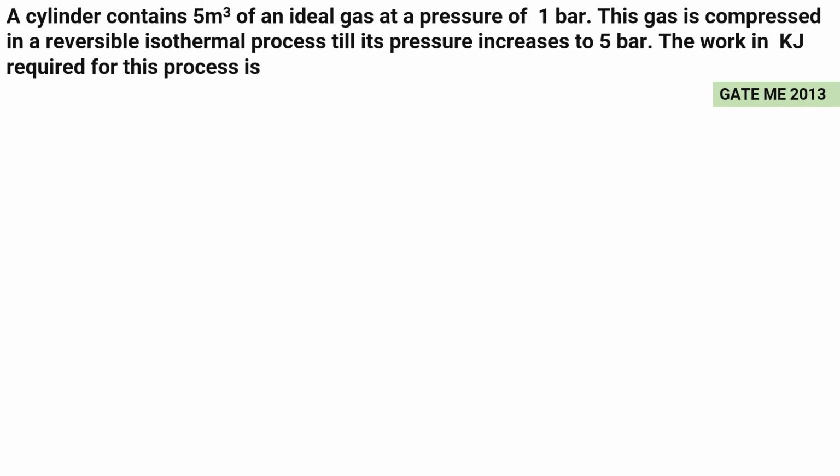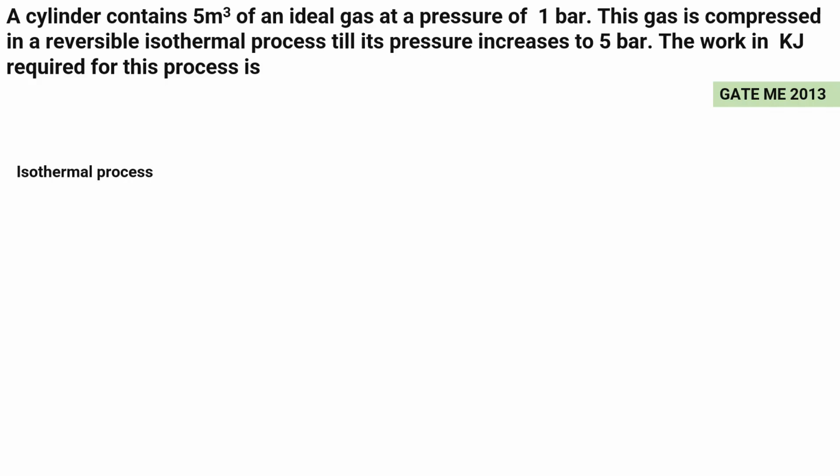Let's see another problem. A cylinder contains 5 meter cubed of an ideal gas at a pressure of 1 bar. This gas is compressed in a reversible isothermal process till its pressure increases to 5 bar. The work in kilojoules required for this process is, and this problem was given in the GATE 2013 paper for the mechanical. Let's see the solution.